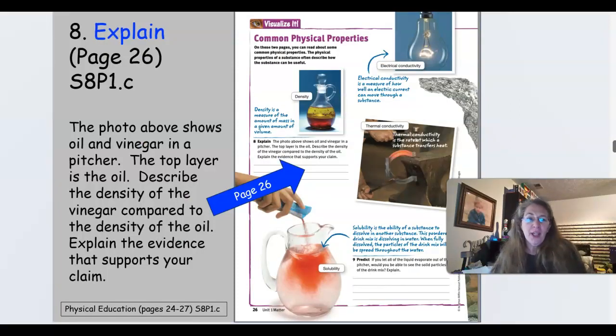Question number 8 on page 26 asks you to look at the photo and talk about the density and the characteristics of the things that you see in the video. So pause the video, come back when you're ready.